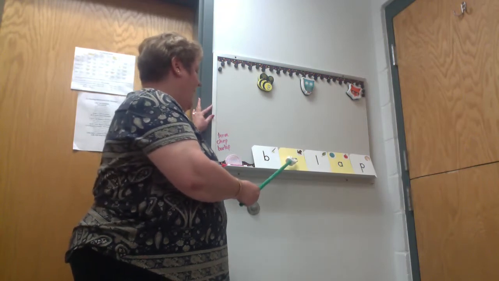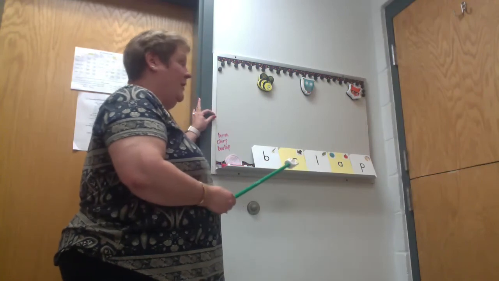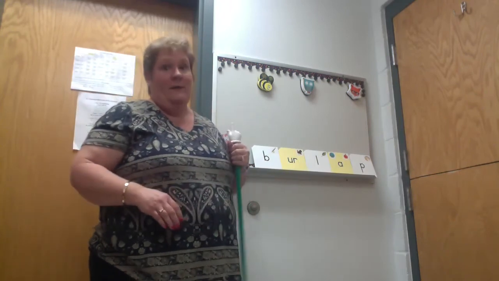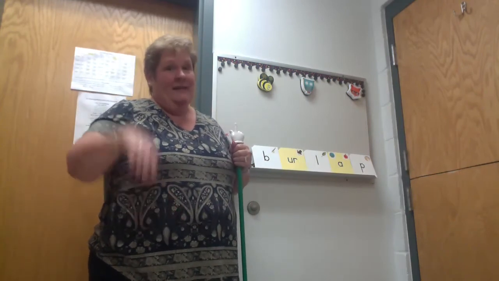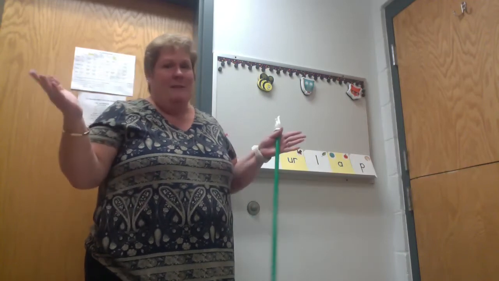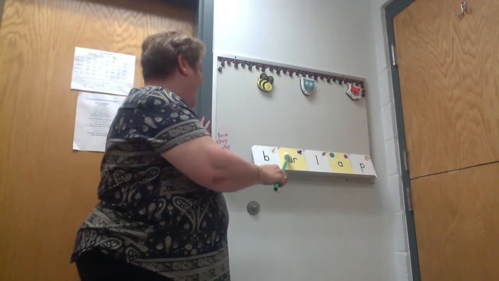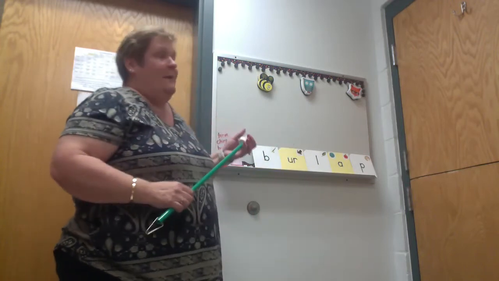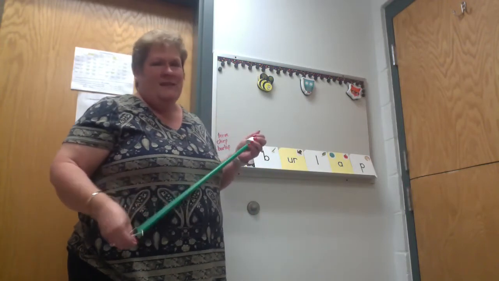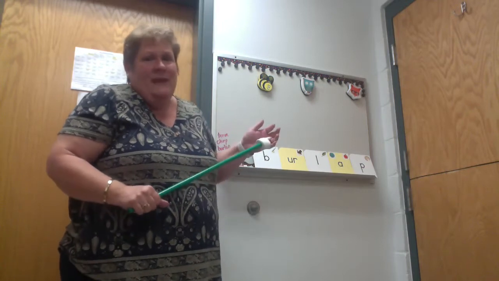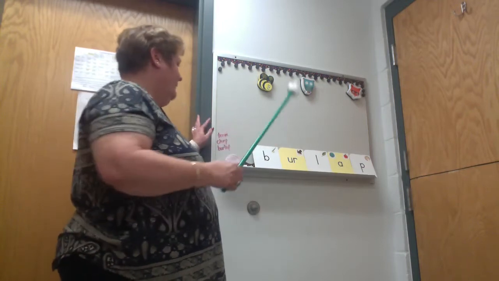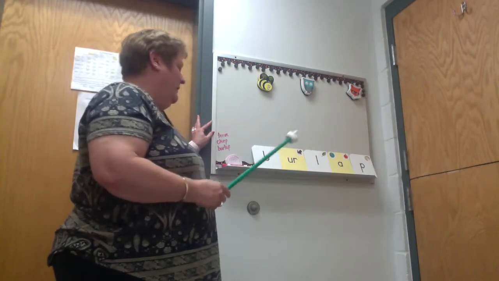Look, we have a vowel followed by an R. And what is that called when we have a vowel followed by an R? That's a Bossy R. And what does that Bossy R do? That Bossy R will not let that vowel make its short or long sound. It bosses it around and it won't let it make its sound. It makes it make its own sound.